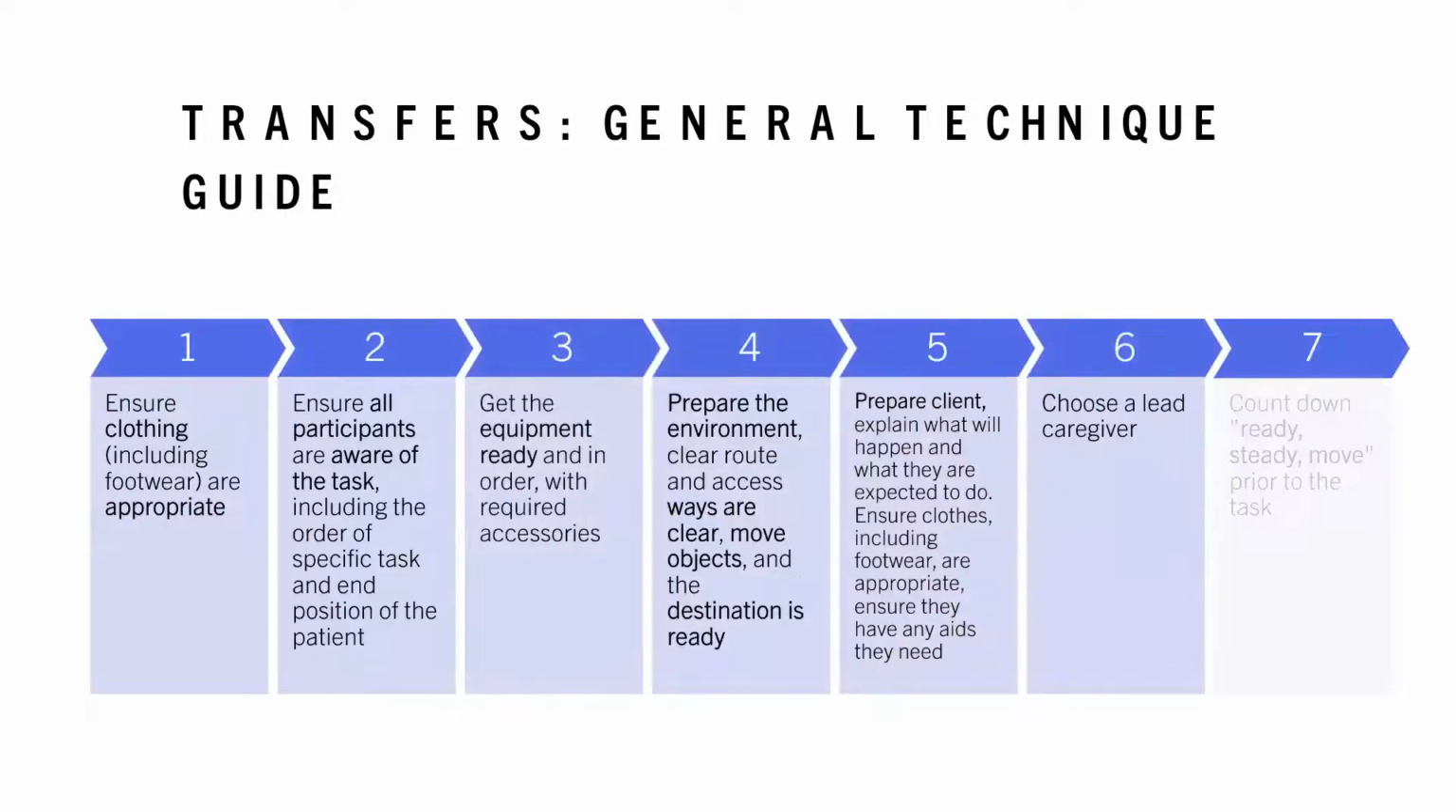Let's look at the general technique guides for transferring. There are 7 steps. Number 1, ensure the clothing, including the footwear, is appropriate. Ensure all participants are aware of the task, including the order of specific tasks and the end position of the patient. At least you need to know that the patient understands what you are going to do for them, so this comes with communication with the patient. We want to tell them we want to transfer them from this bed to that wheelchair, and how you're going to do it. So they need to understand and also whether they are ready.